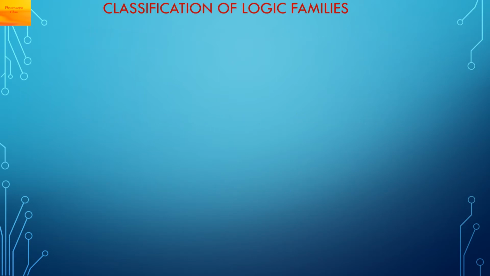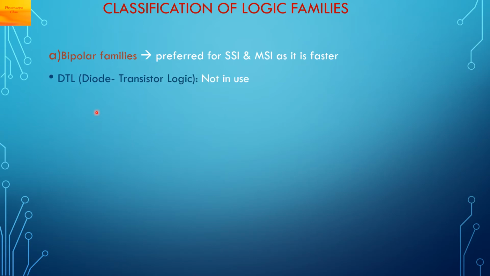Again, you can classify logic families into two types. One is the bipolar family and the other is the MOS family. Bipolar families are preferred for SSI and MSI as they are faster. Here it has three types. One is DTL, diode transistor logic, which is not in use. Second is TTL, transistor transistor logic, which is used in SSI and MSI.